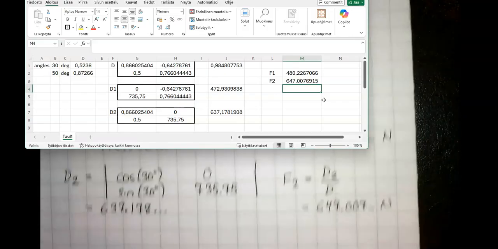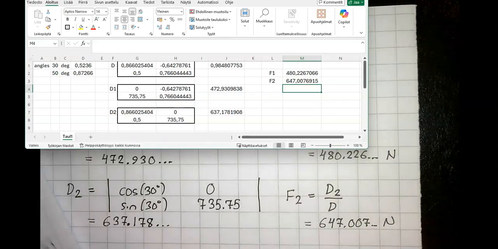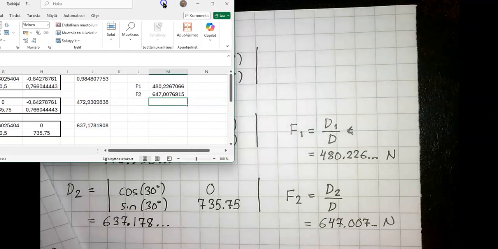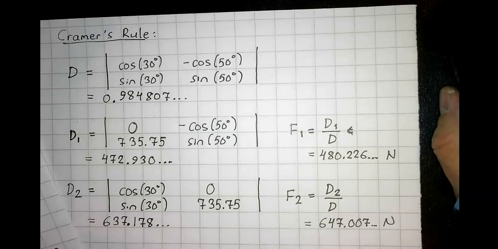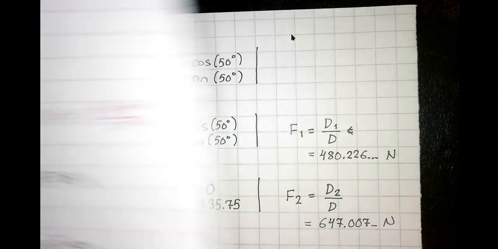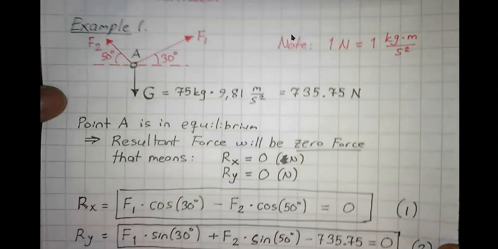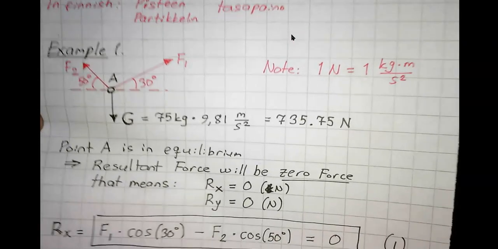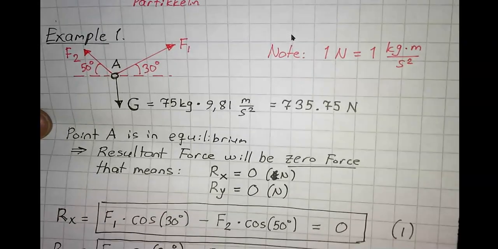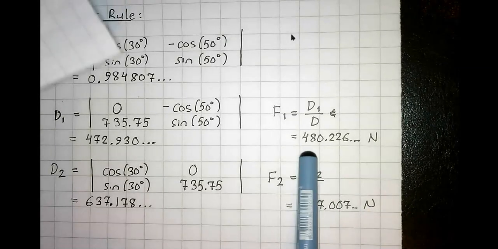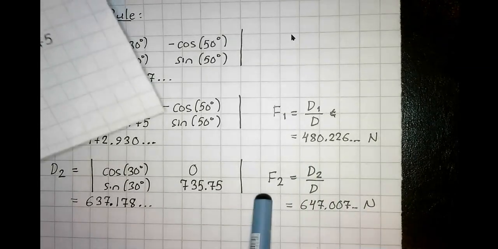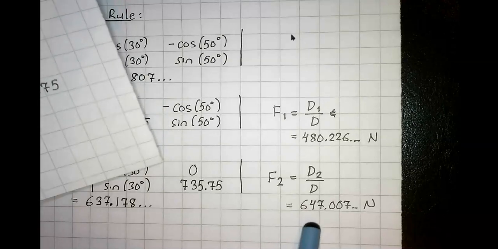Okay, now I will add this Excel sheet to the Moodle, so you may check that if you want to know how I did that. So right now we have solved this problem. We now know that this F1 will be 480 newtons and this F2 will be 647 newtons.